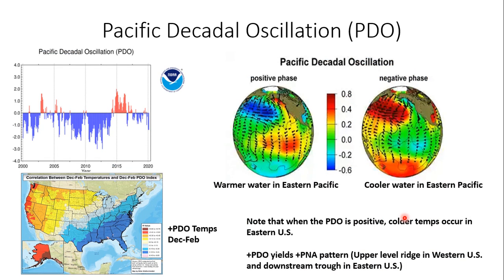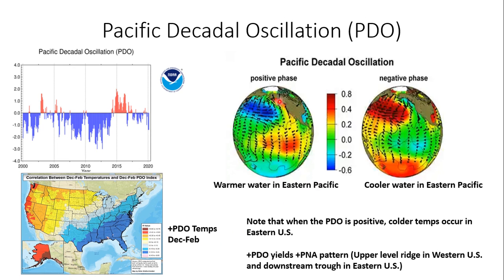Looking at the PDO, Pacific Decadal Oscillation, we're looking at the differences between positive phase and negative phase. I have much more to say about these particular teleconnections or climate drivers in my final part of the winter outlook when I show you my predicted weather maps. In general, we're showing you an example of a positive PDO.